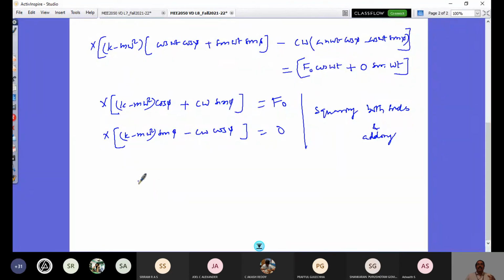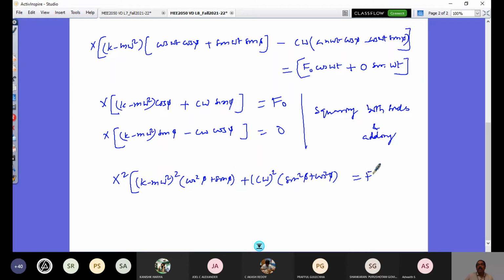What is that? I would have x square, within bracket, k minus m omega square whole square. And I will have a term cos squared phi plus sin squared phi. I'm just writing it and that eliminates to show. And c omega whole square and within bracket sin squared phi plus cos squared phi. And on the other side, it's going to be f naught square. So see, this is 1 and this is 1. So I will have x squared into k minus m omega square whole square plus c omega whole square. On the other side, it is f naught square.